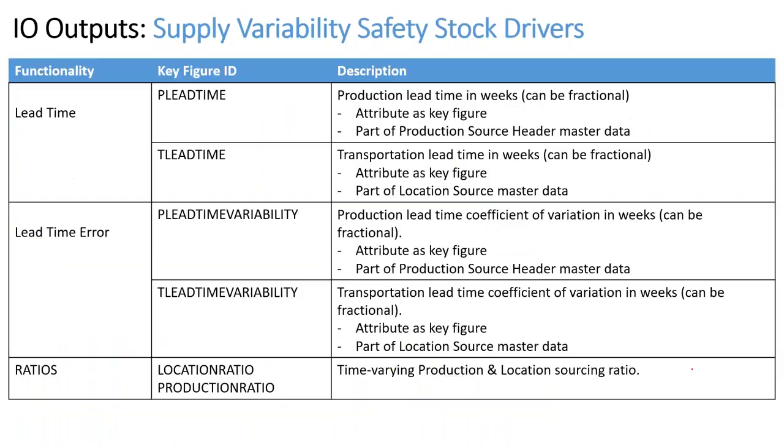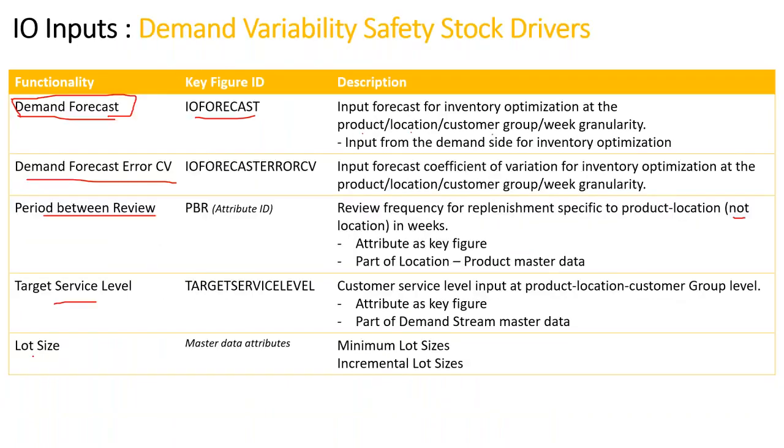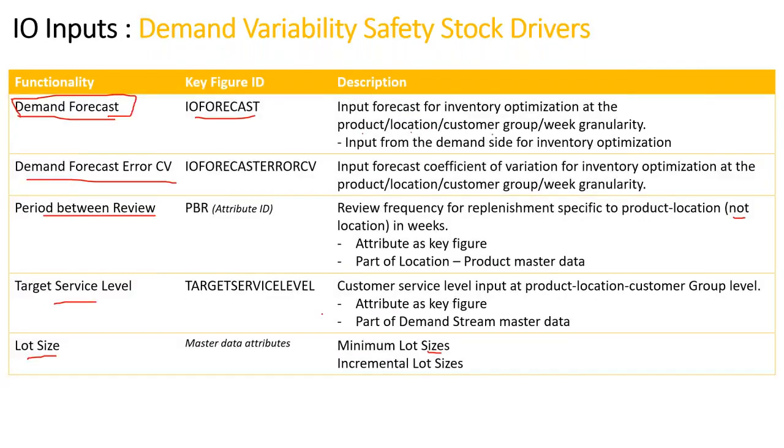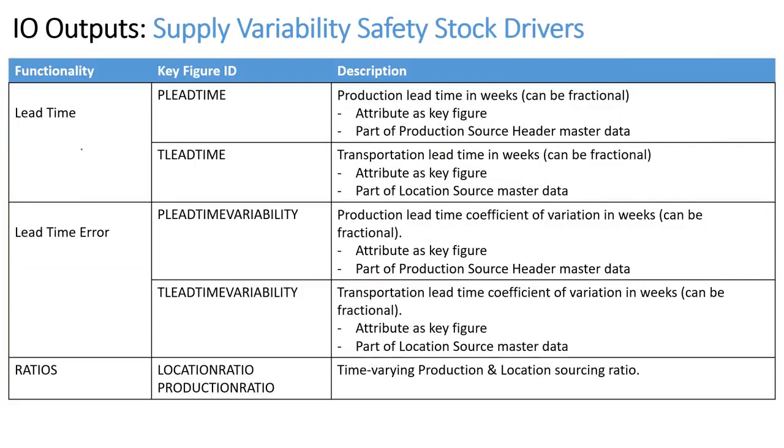So, what else do we have? We have lot sizes. You can maintain the lot sizes in here. Lot sizes also will impact the inventory optimization, and then there are supply related shifts. So this is all demand, but now on the supply side there is a lead time, the production lead time, the transportation lead time. If the lead times are high, then obviously you can expect the safety stocks to increase. And then the lead time variability.